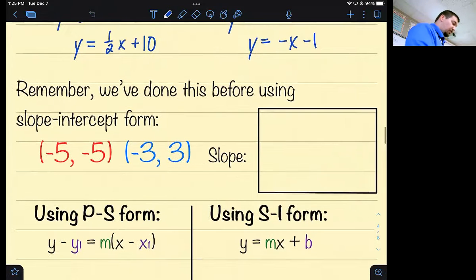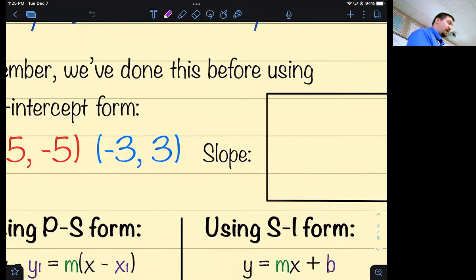Okay, so now I'm going to show you how what we're doing today relates to what we did a couple sections ago. No matter what method I prefer to use, on the test, you get to choose. On this quiz, you have to use point-slope form. But since some of you already have used this, I'll let you use whatever method you want to on the test. Either way, whichever method you choose, you still have to find the slope.